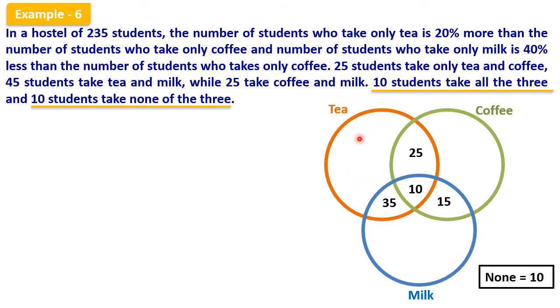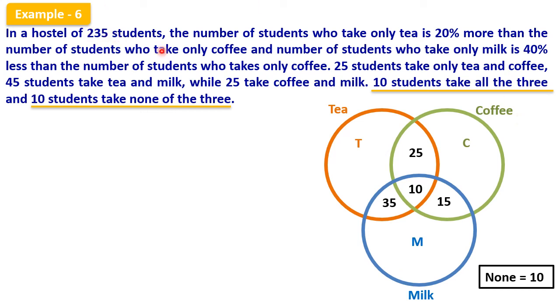Now these 3 regions are unknown to us. Those who take only tea, only coffee and only milk. Let us say only tea takers are T, only coffee takers are C, and only milk takers are M. Now how many total students are surveyed in the hostel?